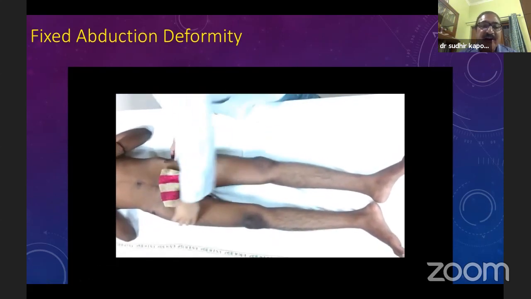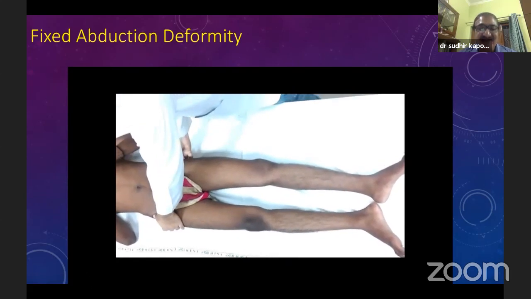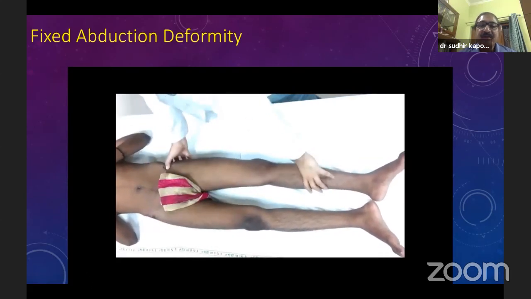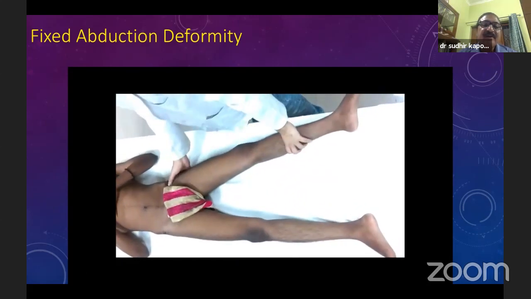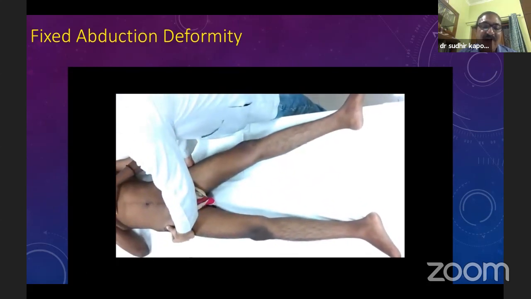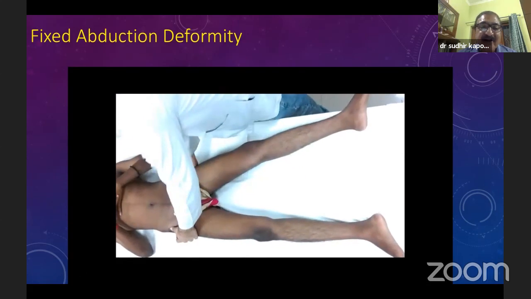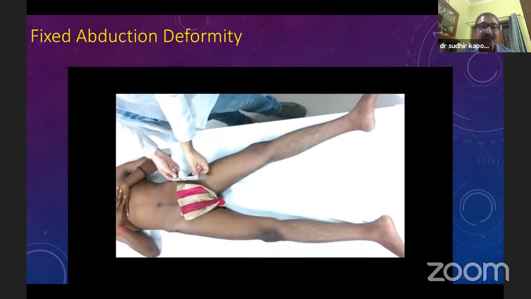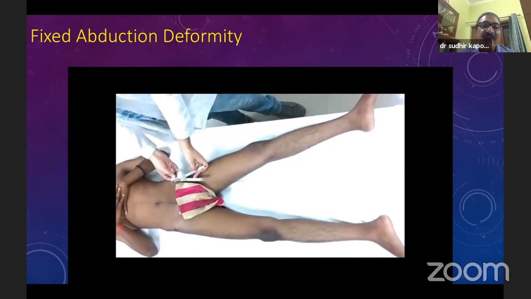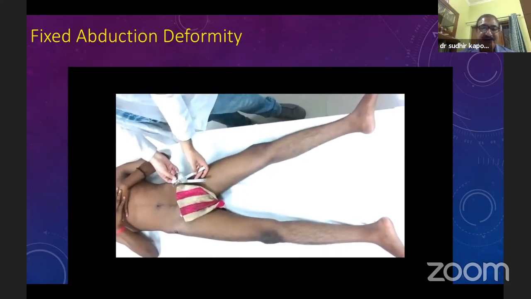Now this patient has an abduction deformity on the left side. The deformity is unmasked. The anterior superior iliac spine was at a lower level. The limb is abducted till the two anterior superior iliac spines become square. And then the amount of abduction deformity can be measured.